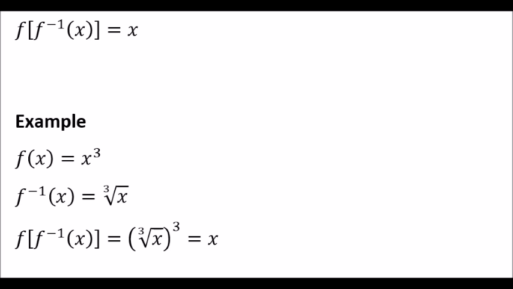f of f inverse of x is equal to x. To convince yourself of this, consider the example below. f of x is x cubed. The inverse of that is the cubic root of x. So f of f inverse, in this case, is the cubic root of x cubed. Those operations cancel, leaving us with x.